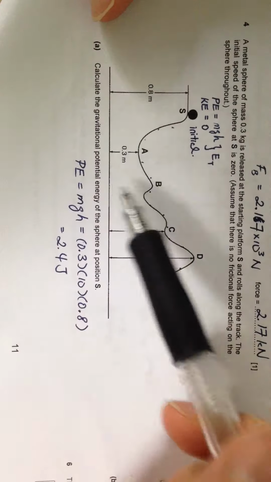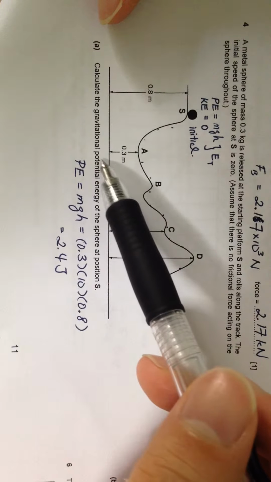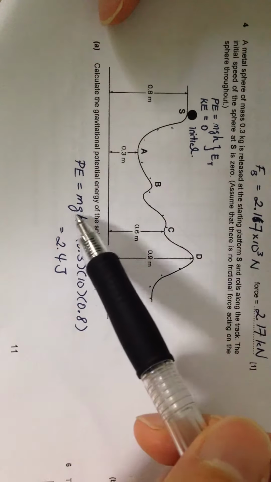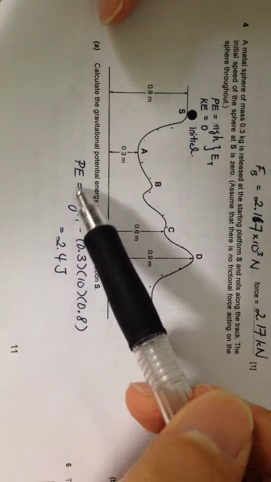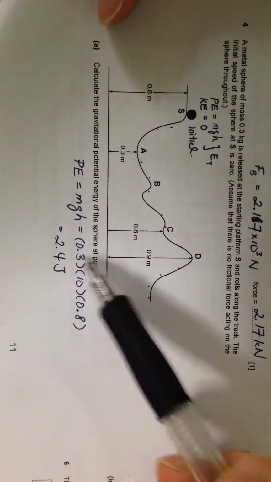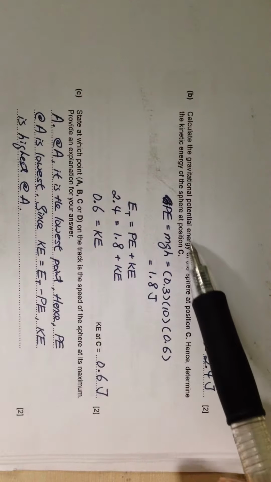So part A, you are asked about the gravitational potential energy at S. What you need to do is what I stated here: PE equals mgh. Substitute the value in, make sure that this is in kg, this is in meter, and you'll be able to get the answer. Remember the unit here is joules.